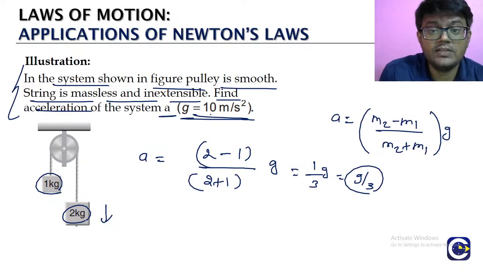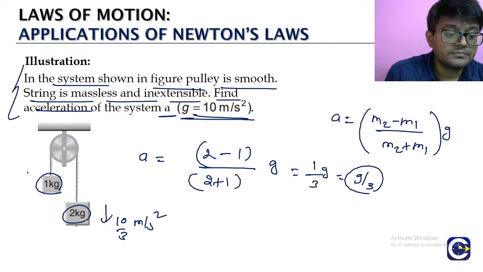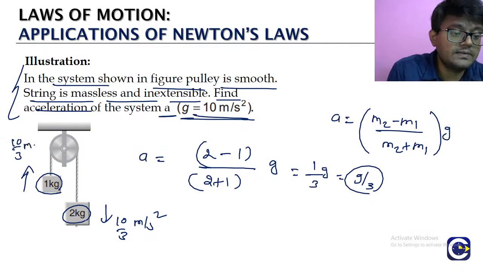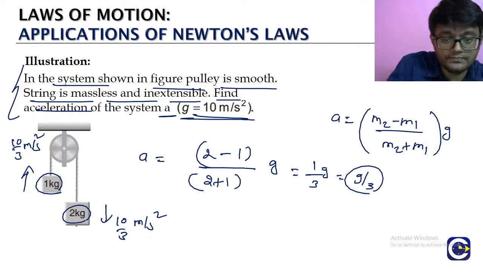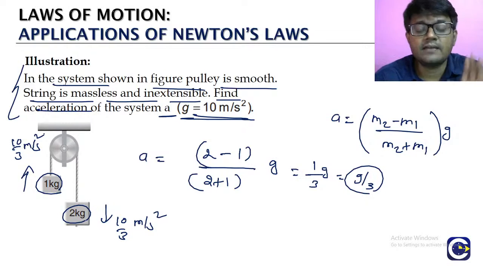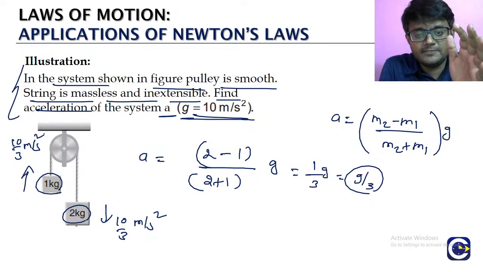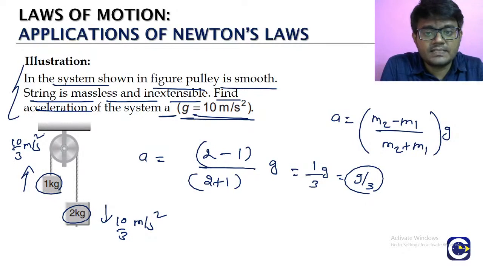So what is the G value here? They are asking us to take 10, right? So it will go down with an acceleration of 10 by 3 meter per second square. The 1 kg is going to go up with how much acceleration? Same value but upwards. Okay, so this is how we can solve. We have to be clear on how we get those equations, and it is worth remembering this acceleration formula. What is it? For the pulley, we look at the mass on one side and the mass on the other side.